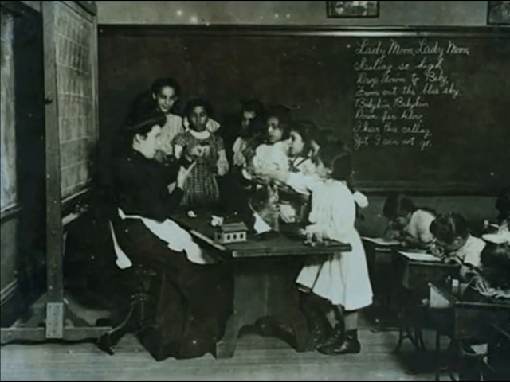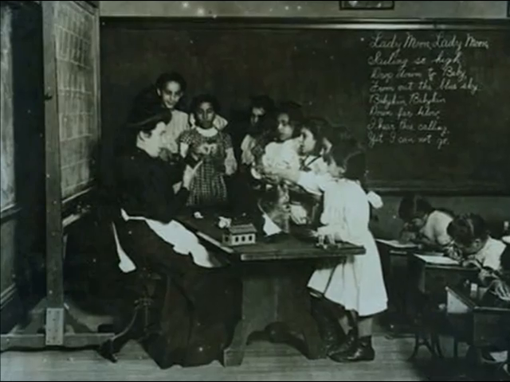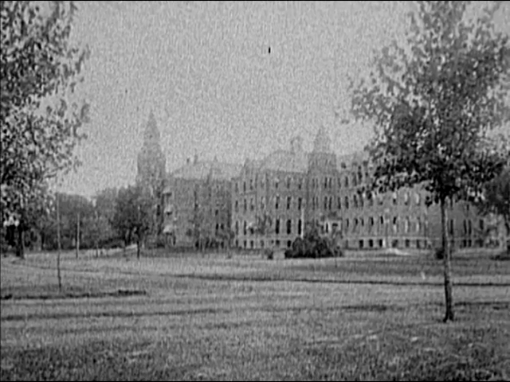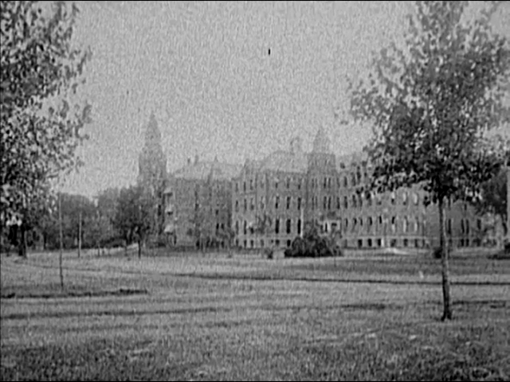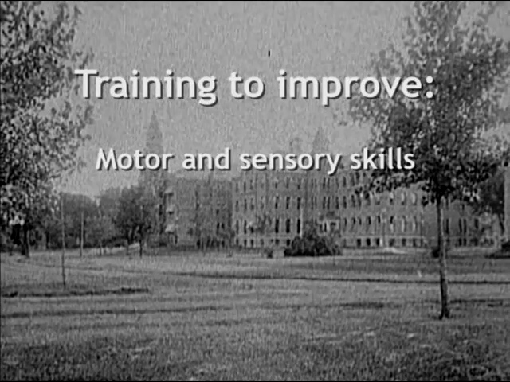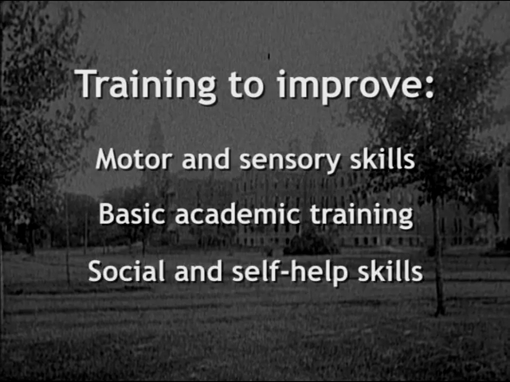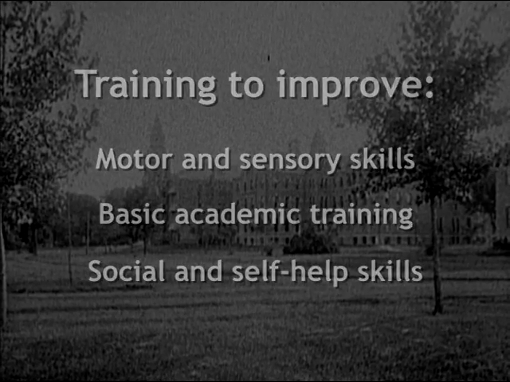Schools for, quote, feeble-minded youth, end quote, were established in New York, Pennsylvania, Ohio, and along the East Coast, offering physical training to improve students' motor and sensory skills, basic academic training, and instruction in social and self-help skills.